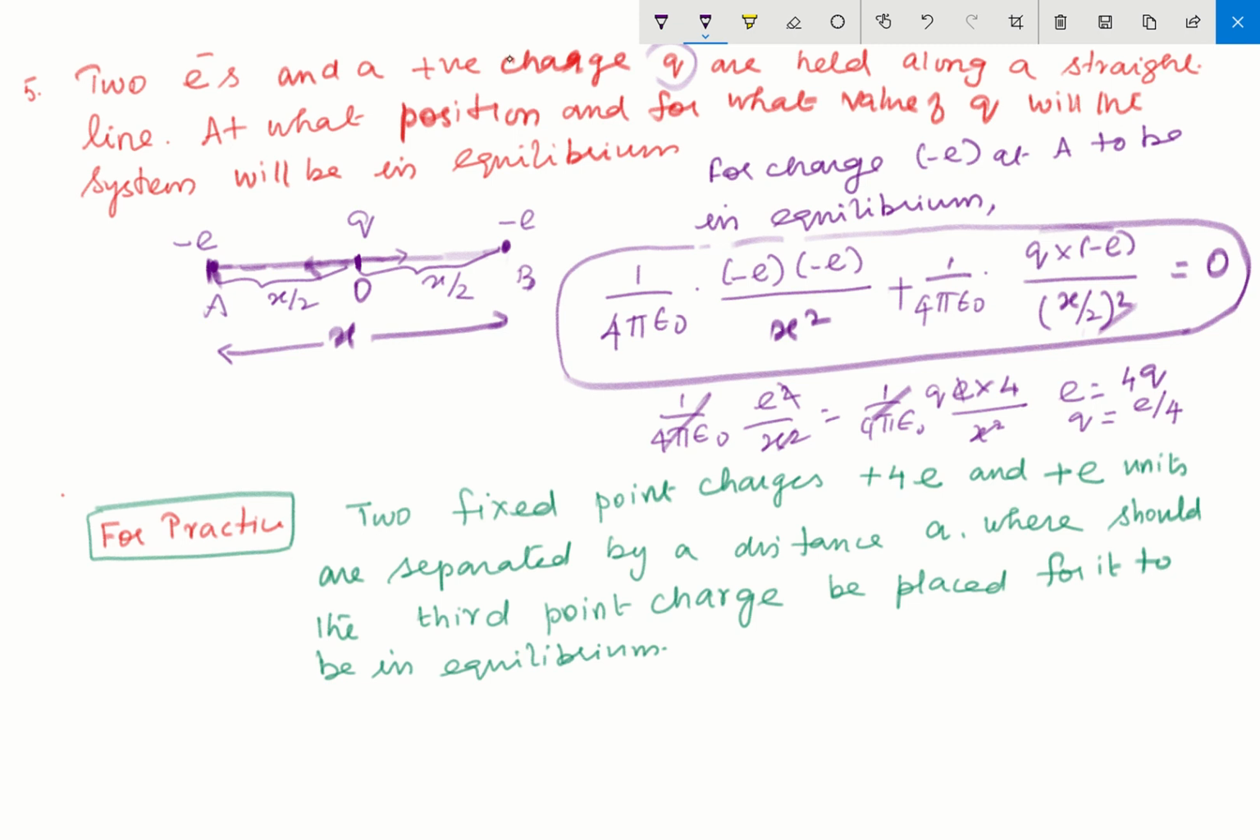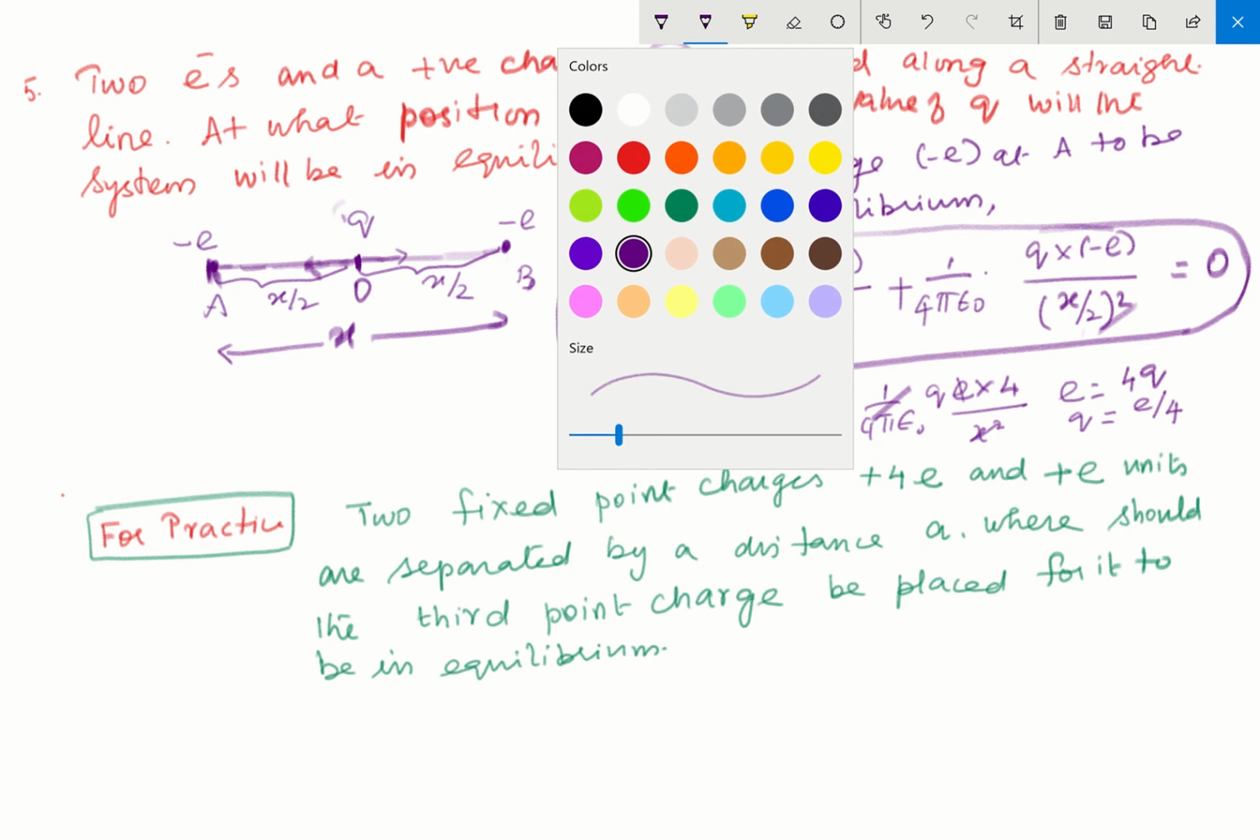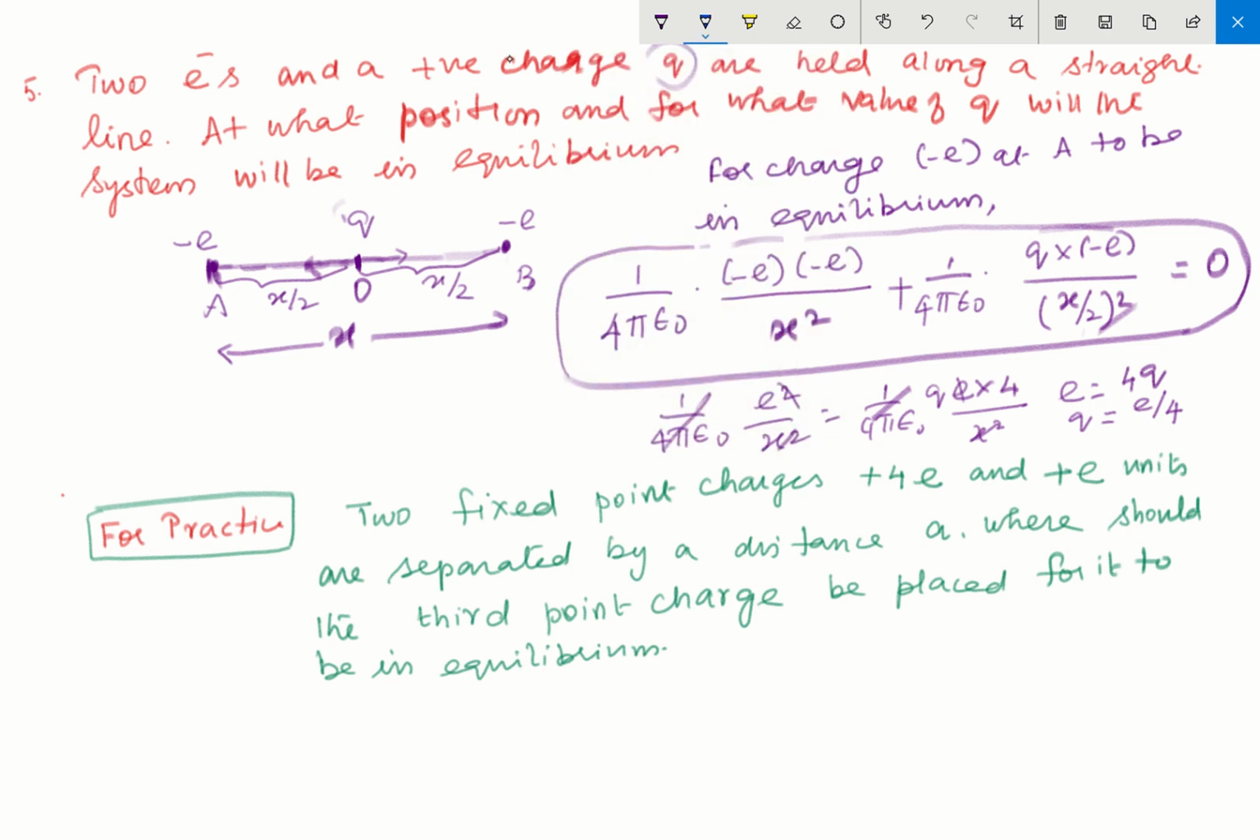So, when the charge Q is equal to E by 4, for the system to be in equilibrium, Q has to be kept exactly at the center of the line joining both the electrons, right? And what is the charge? E by 4. When Q is E by 4, automatically the whole system will be in equilibrium. Q, a charge of E by 4, when it is kept exactly at the center of the line joining A and B, then the whole system will be in equilibrium. Is it clear? Right. Next one, it is for practice.